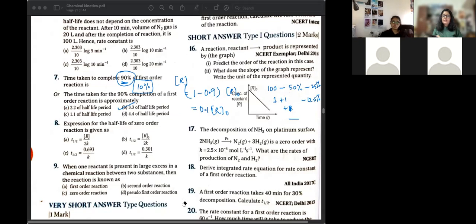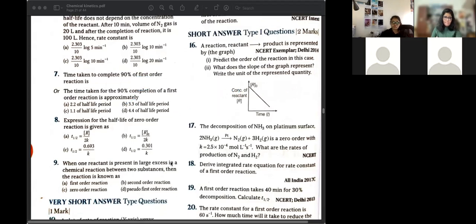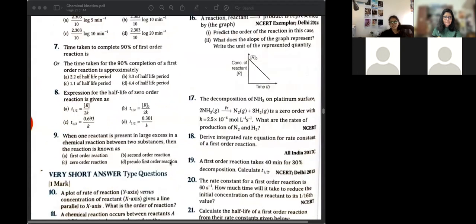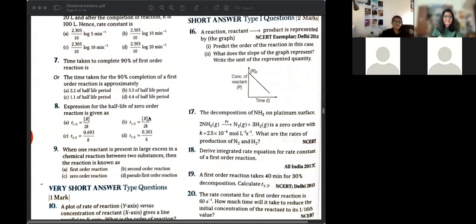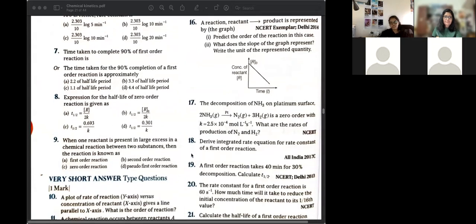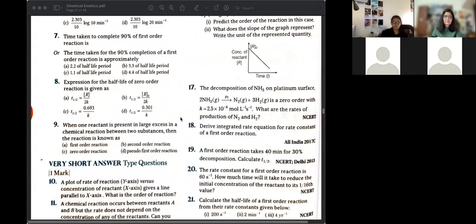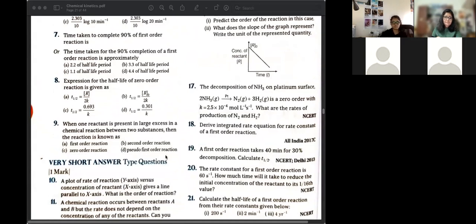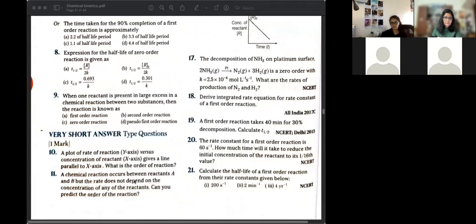Oh, okay. Yeah, so that's another type of question, whenever it comes to half-life and this sort of thing, you figure it out. Expression for half-life like this. Okay, you've derived it, you can do it. C, that looks right. C or zero order, like B. Zero order is R naught by 2K. B.